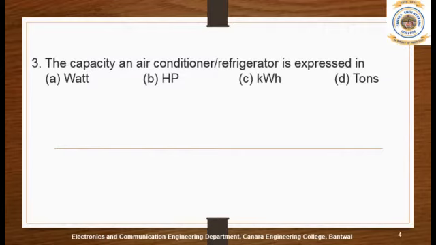The capacity of any air conditioner or refrigerator is normally expressed in liters, but in general we express it in terms of tons. These are the power measurement units: watt, kilowatt hour, HP, horsepower. Tons is the amount of space or the capacity of a conditioner. So in liters or tons it is expressed. So it is tons.